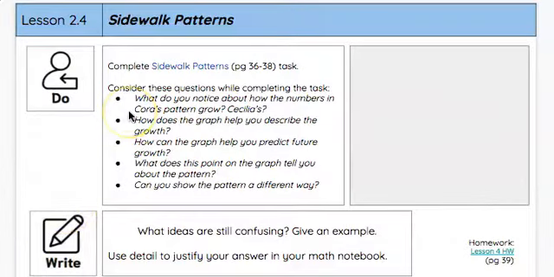Good luck. Before you get going, I just want to remind you of some of the questions I want you to think about when you're working on this task. Like, what do you notice about the numbers in the patterns growth? How does the graph help you decide the growth? How does the graph help you predict future growth? What does the point on the graph tell you about the pattern? And can you show the pattern in a different way? Have fun with this task.